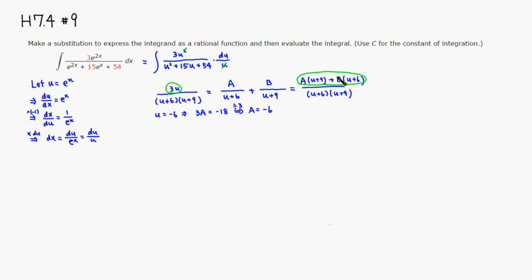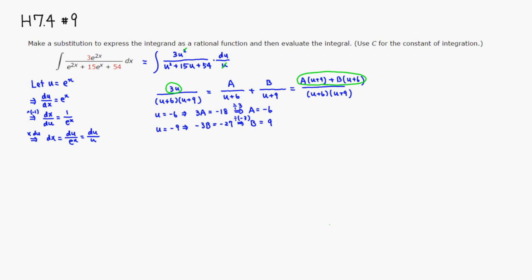Alright, for the B value, we're going to plug in negative 9. So u equals negative 9. If you plug in negative 9, the A term is gone. So negative 9 plus 6 is negative 3. So you have negative 3B is equal to 3 times negative 9, so negative 27. So for the B value, divide through by negative 3, and you're going to get B equals 9.